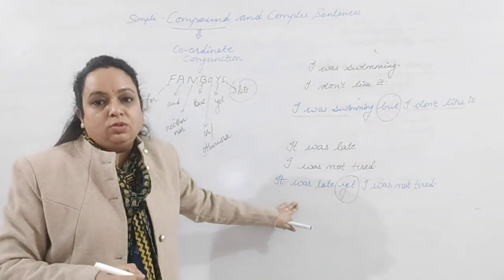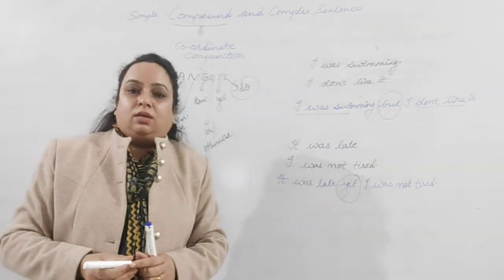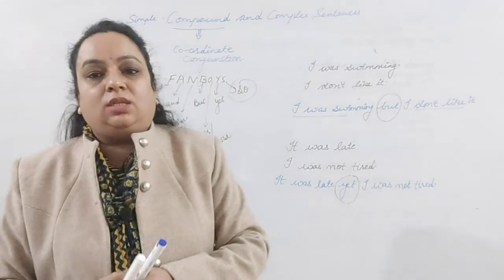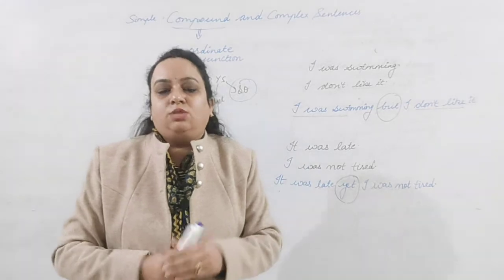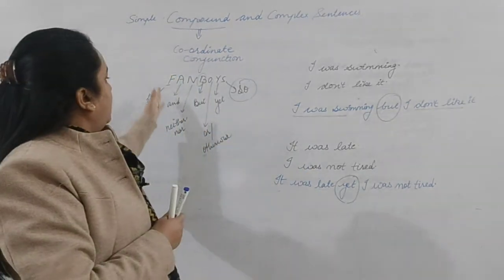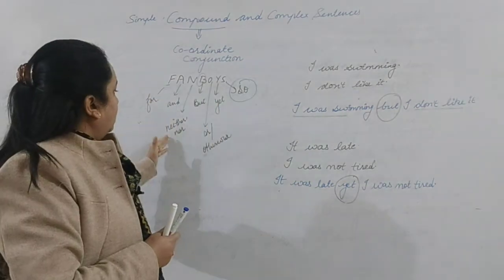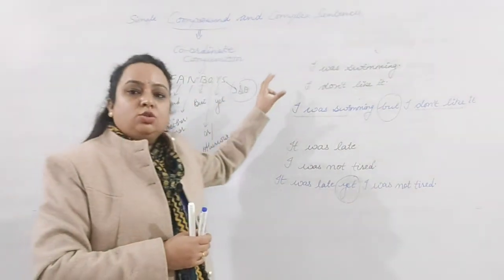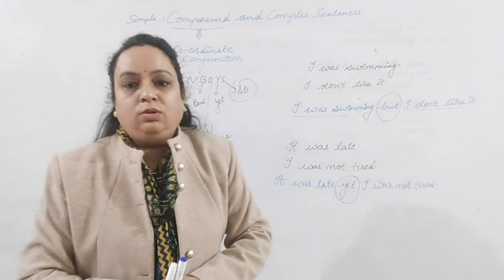It's a compound sentence. Take the screenshot and note down in your notebook, and I hope you learned how to change simple sentences into compound sentences, and how you have to identify. That's a very easy way. If you get any conjunction out of these, for, and, neither, nor, but, or, otherwise, yet, and so, those sentences will be known as compound sentences.